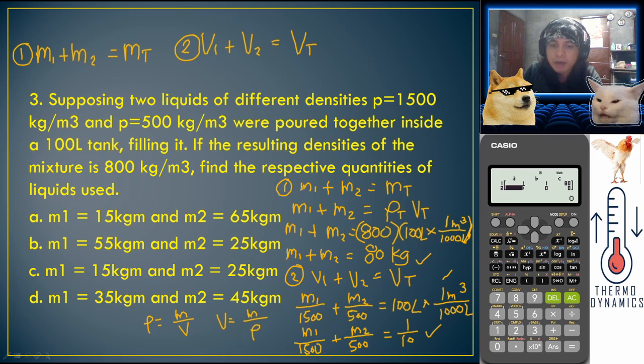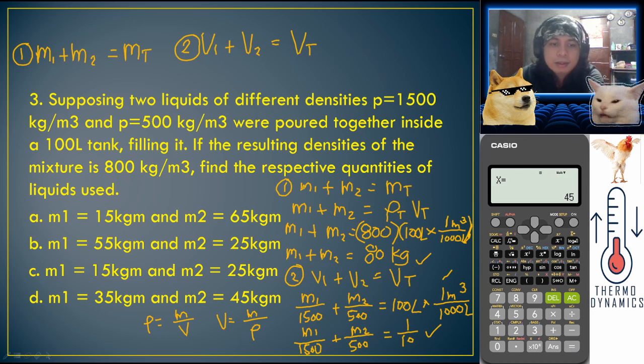And then, we have M1 over... what's that? M1 over 1.5? So, we have 1 over 1.5 equals 1 over 500 equals 1 over 10, and with that mapapalabas na natin yung M1 mismo kasi siya yung una nating in-input, and M1 is equal to 45.